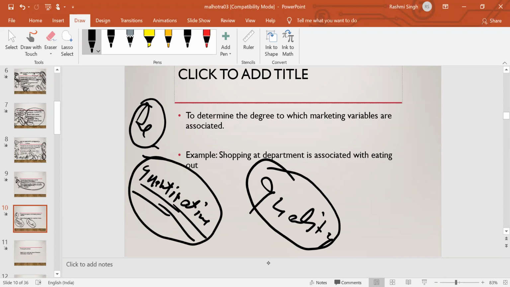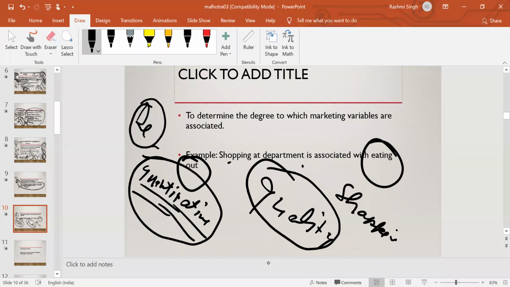Suppose those who shop at a department store also prefer to eat out. So these are the two variables you have identified, shopping and eating out, and you want to know the relationship between eating out and shopping. So you will perform this kind of descriptive research.